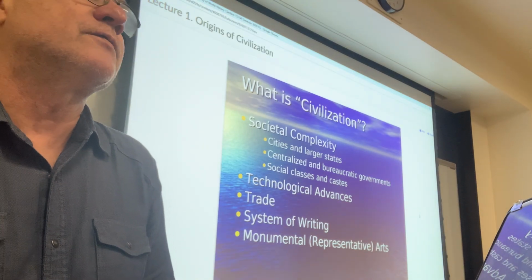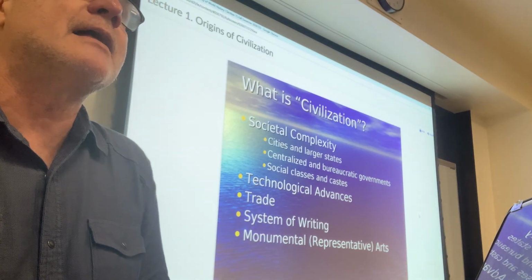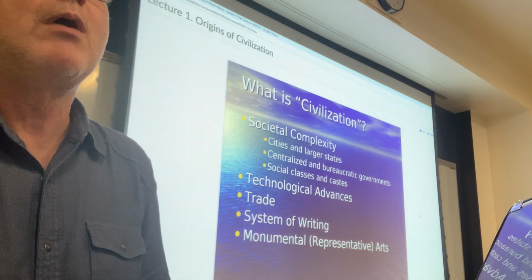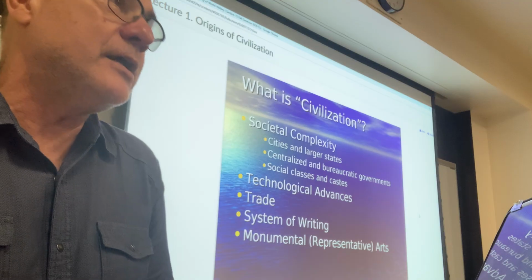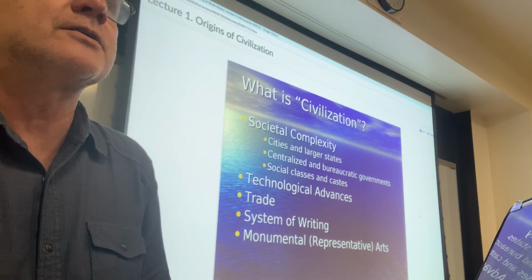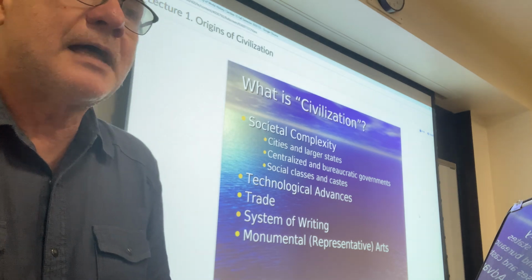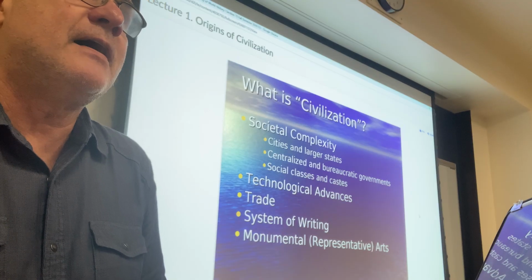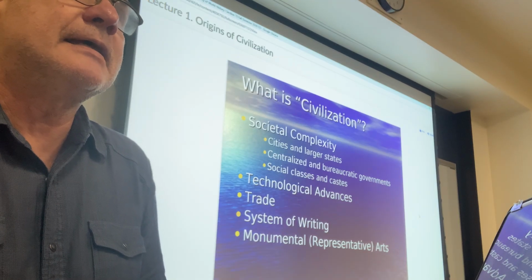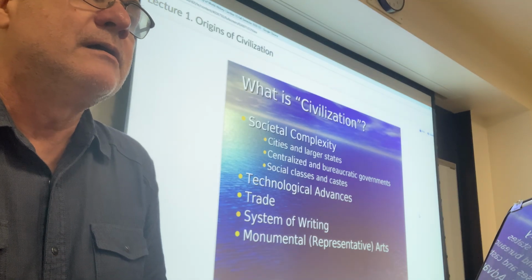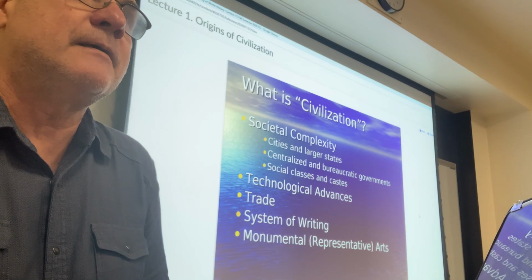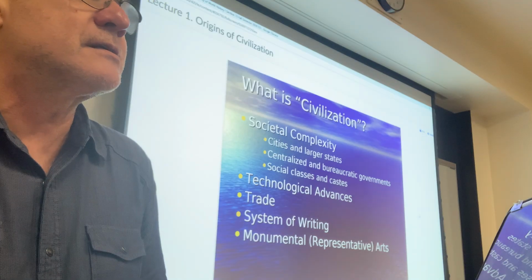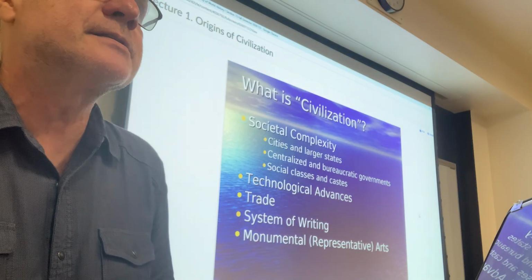What's the opposite of civilization? Barbarian, and that term comes from ancient Rome. Romans, and Greeks also, called all others barbarian or uncivilized. And what is civilized? Civilization is defined by when a society attains a high level of societal complexity. What does that mean? It means that there are cities, towns, larger states.